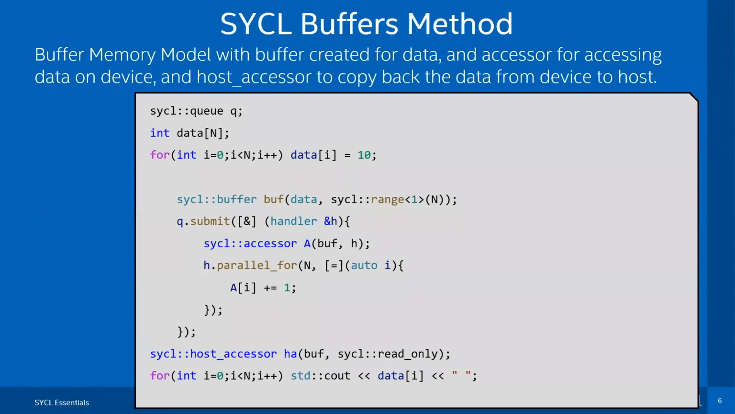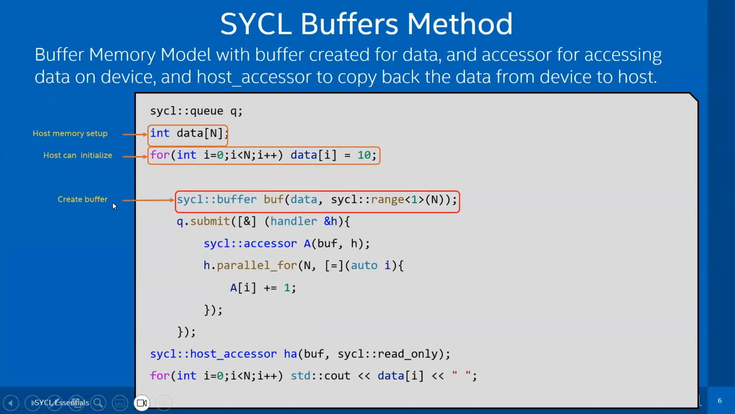So let's look at the code directly to compare the buffer memory model versus the unified shared memory model, right? We will look at the same example code. This example code is just doing a simple vector increment, right? If you look at the code here, you can see that we create a queue, and then we have some host memory, which is just a data array. And the host can initialize that data. So this is all just C++ at this point. And then you can see that we create something called a buffer. The buffer just encapsulates the data here. And buf, this is the buffer.